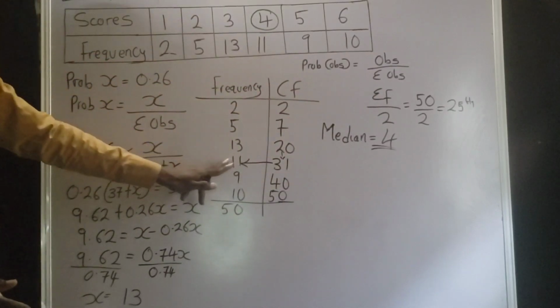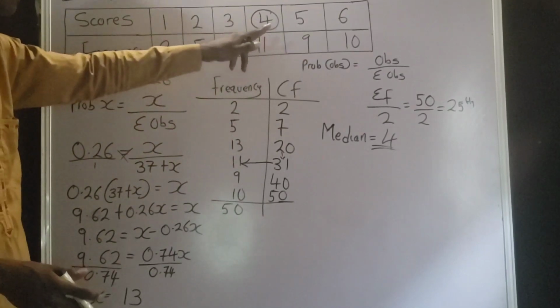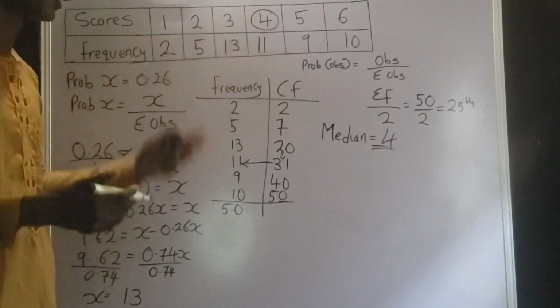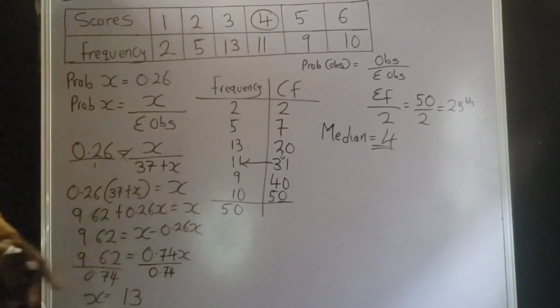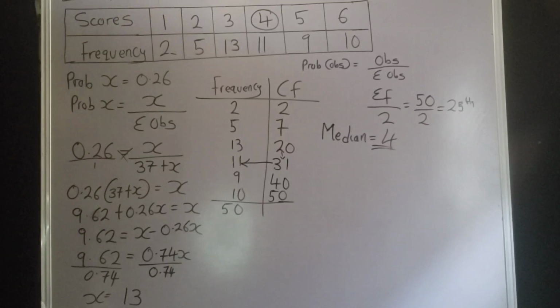Then trace it back to your frequency. I got 11. Then I go back to my table. I look at the scores which belong to 11. That is the score that corresponds to 11. That is 4. So that's how I got the median class. Are you getting it? So that's how to get the median of a frequency distribution table.